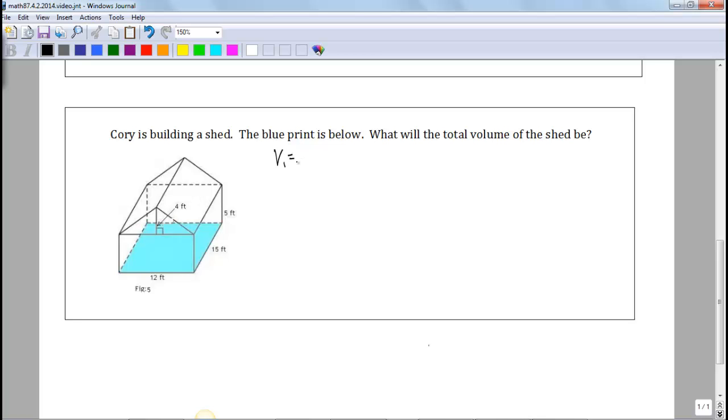Right, volume 1 is a rectangular prism, so length times width times height. Volume 2 is a triangular prism, right, which would be base times height divided by 2 for the triangle base times, right, the height of the entire thing. So you're going to find the area of this triangle and then multiply it by here. Once you have those, you add them together and you have your total volume.